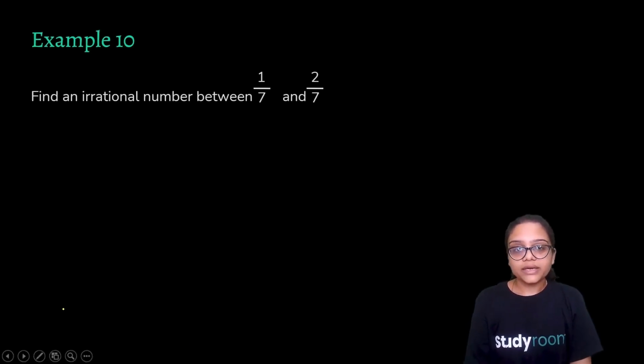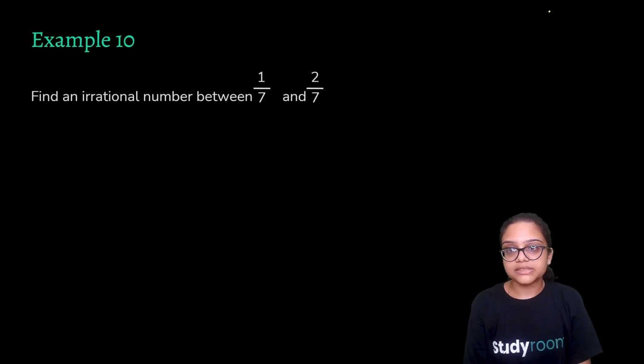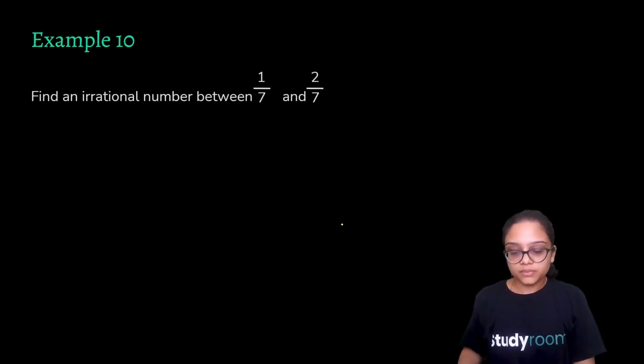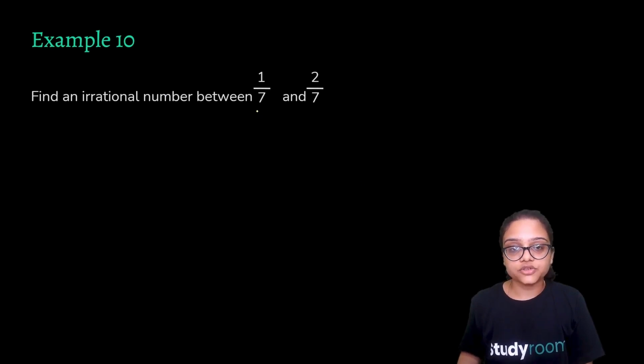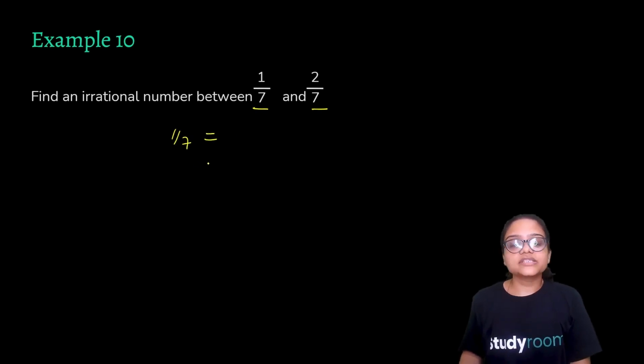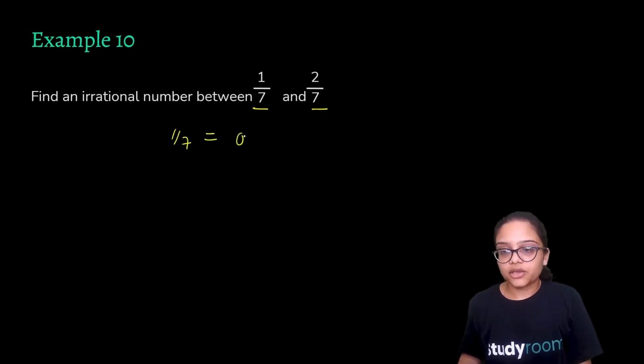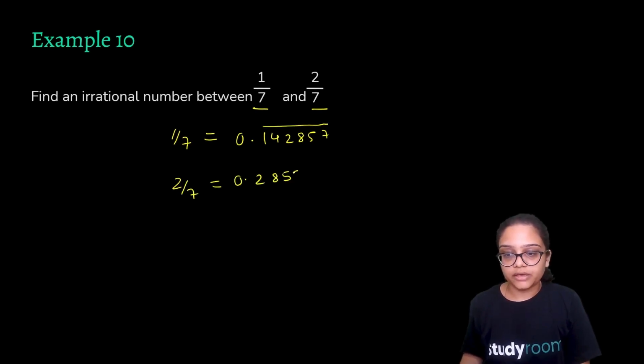Okay, so find a rational number between 1 by 7 and 2 by 7. In order to solve this type of question, firstly we would have to find the decimal expansions. So what's 1 by 7 and 2 by 7? When we divide 1 by 7, you simply need to use the division method and you would arrive at the number that I'm writing. And for 2 by 7 also you would get a number, 0.285714 bar.